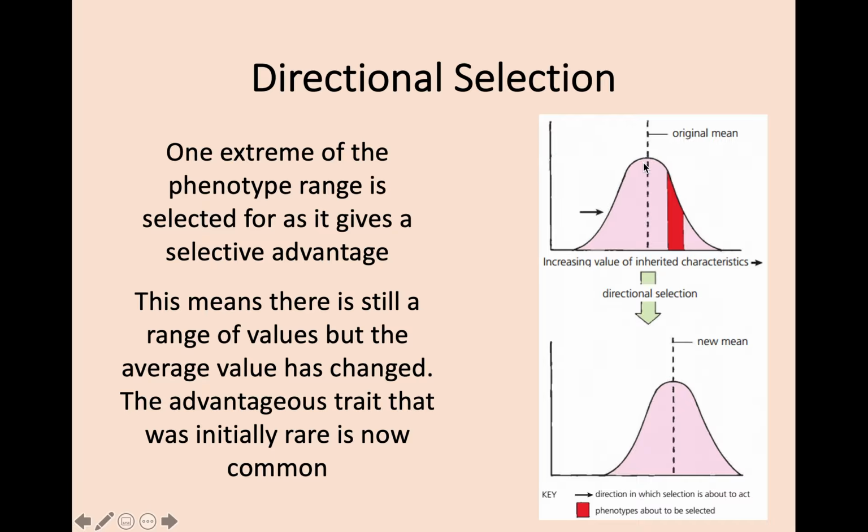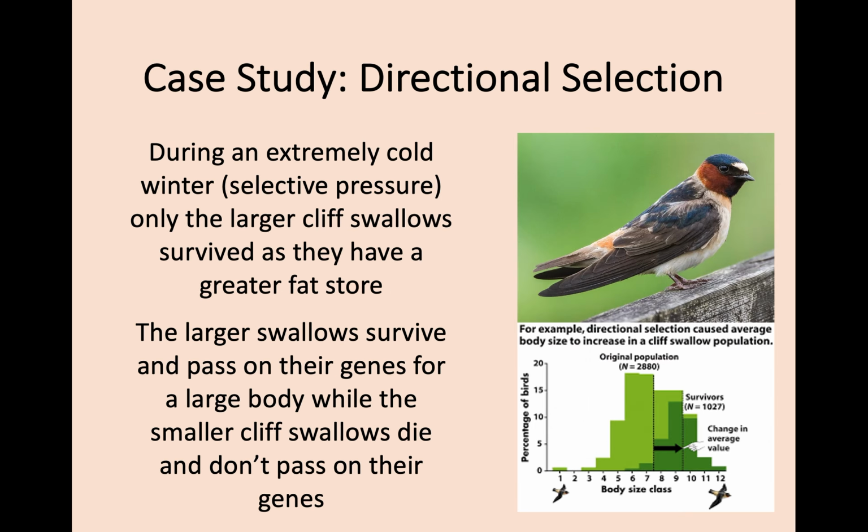But because of the selective pressure of temperature change of a cold winter, all of a sudden this side, being a bit larger, has been an advantage. So they're going to survive, they're going to pass on their genes. A lot of ones on the other end are going to die off. And now the average phenotype has shifted to this new average phenotype. So that's an example of directional selection.